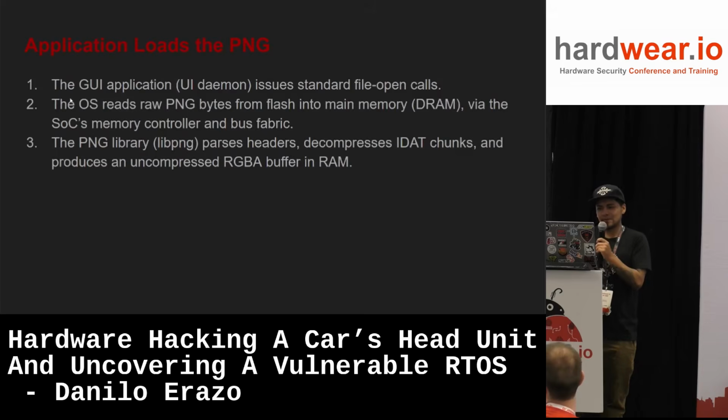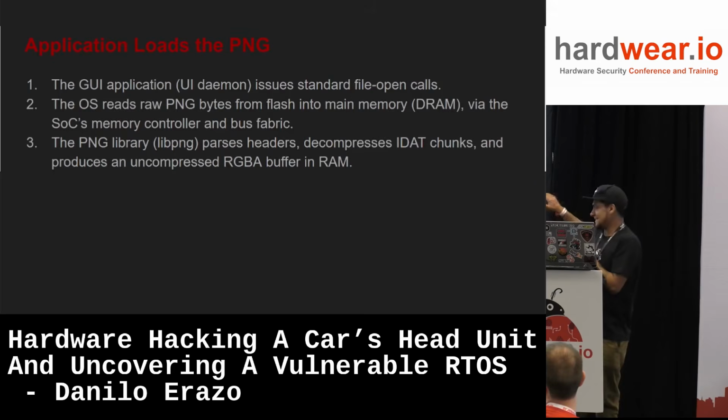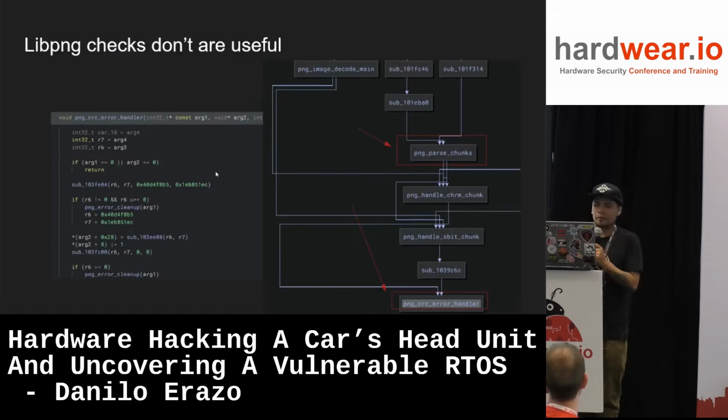So let's check, because in the main application function, the process is, first of all, the GUI application, or maybe the UI daemon, issues standard file open calls. These open calls are executed by the operating system, which reads the raw PNG bytes from flash into the main memory via the system on chip memory controller and bus fabric. Immediately the PNG library, libpng, parses headers and the compressed IDAT chunks, and produces an uncompressed RGBA buffer in RAM. But what is going on here?